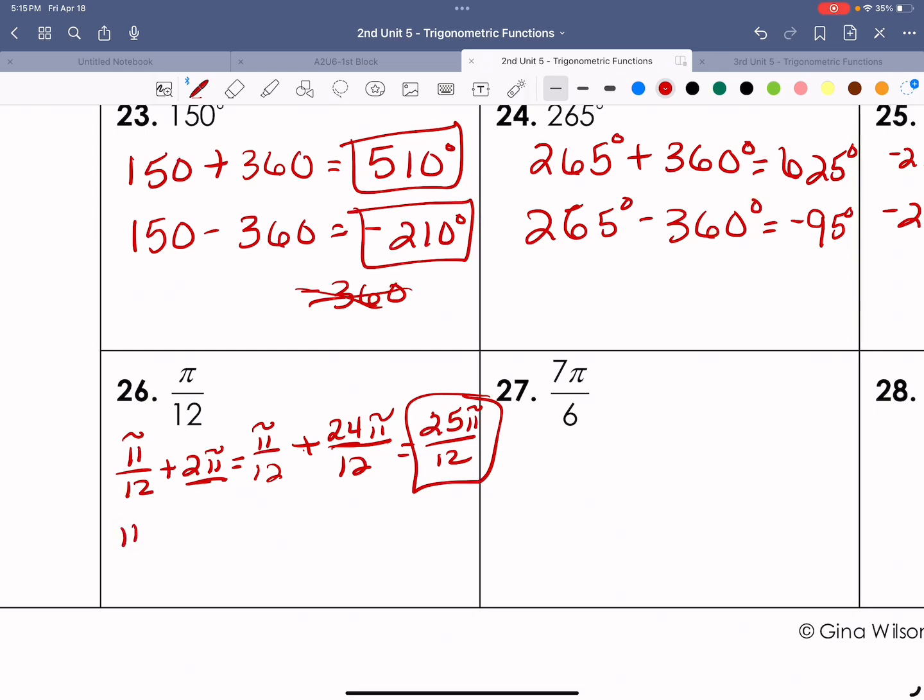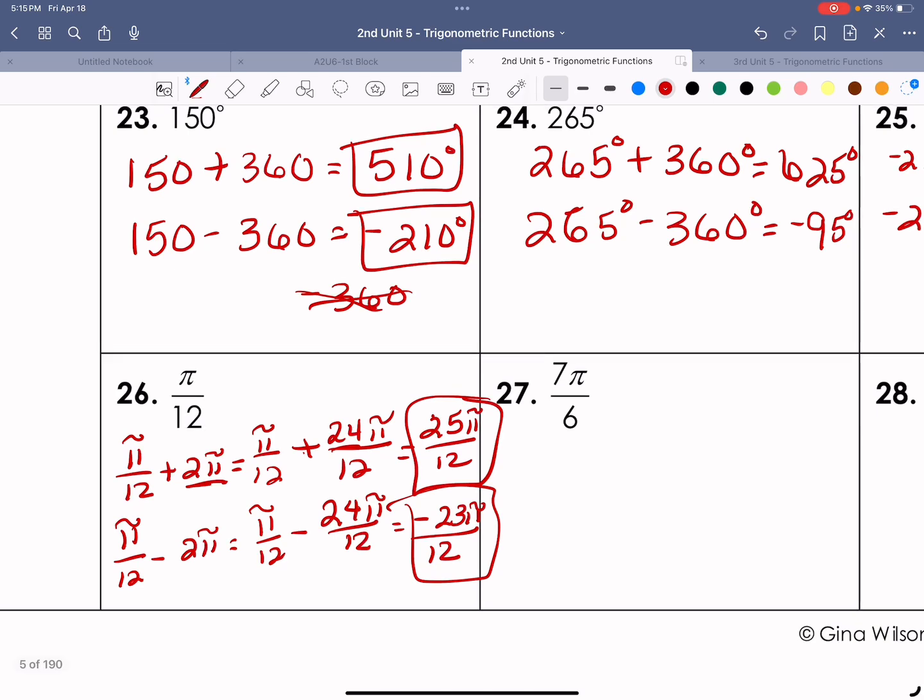All right, now we need to find the negative one. So I'm going to take pi over 12, and I'm going to subtract 2 pi, which we just figured out was 24 pi over 12. So pi over 12 minus 24 pi over 12 is going to give me negative 23 pi over 12.